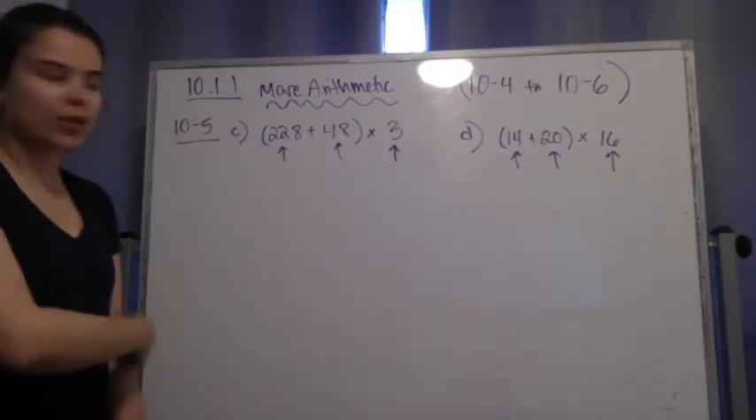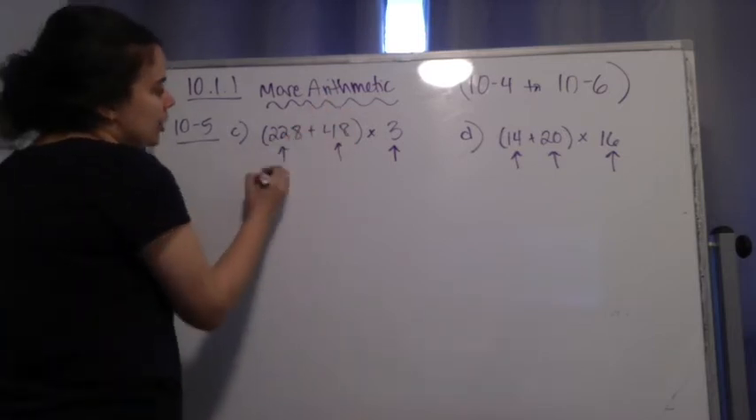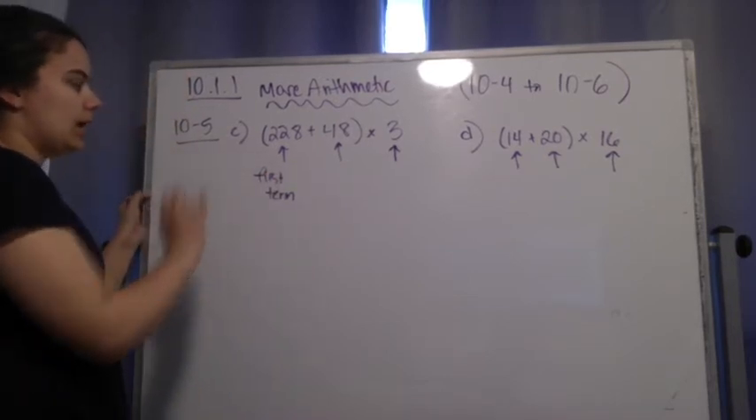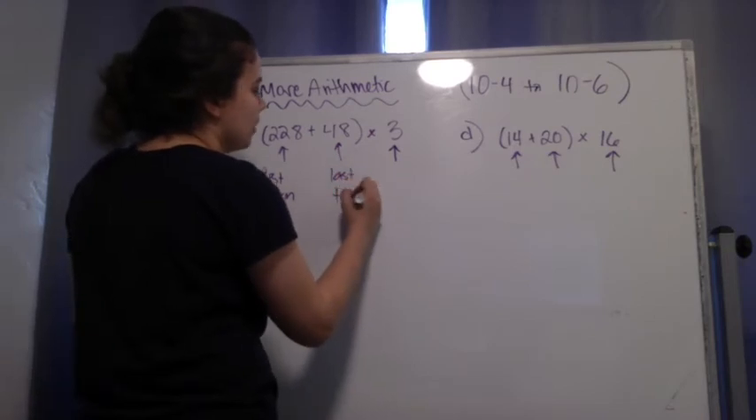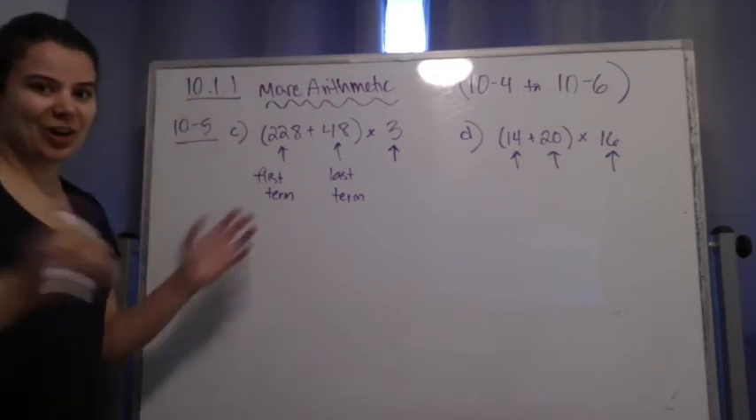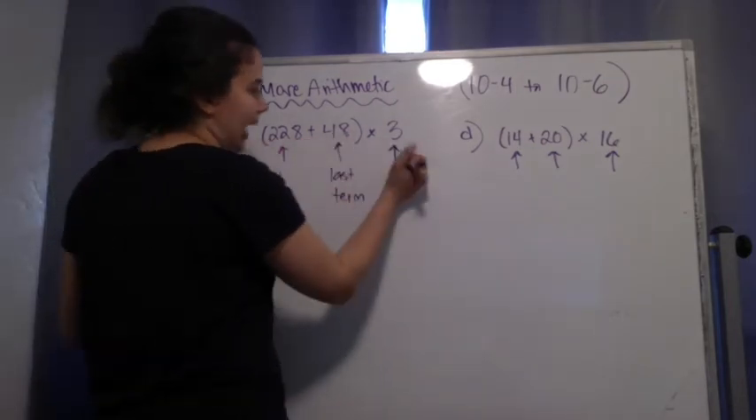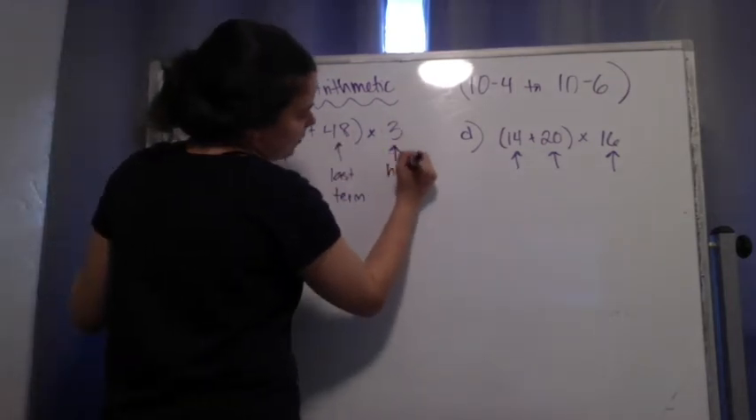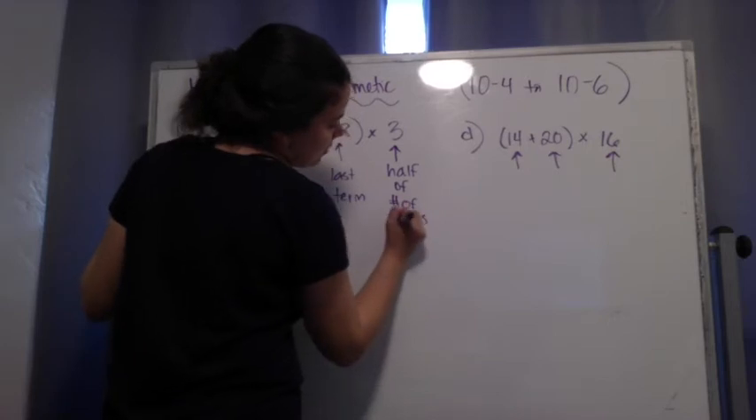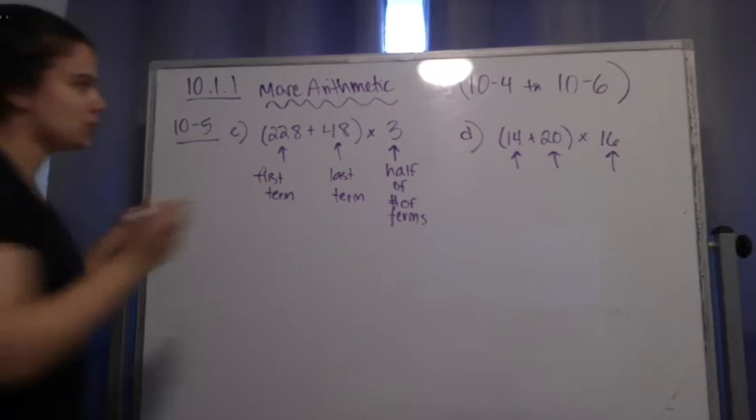Okay, so here's the results for 10-5C and D. For 10-5C, we had a first term of 228 and a last term of 48. And so we put those two together to make a rectangle. We put all the other ones together to make rectangles of the same height, to get one big rectangle that has a base of 3, right? That's half of the number of terms. And then we can get our answer. So if you do that, you should get 128.